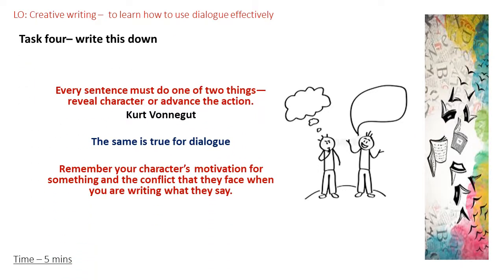Okay, could you also write this down? Every sentence must do one of 2 things: reveal character or advance action, and that's from Kurt Vonnegut. The same is true for dialogue. Remember your character's motivation for something and the conflict that they face when you are writing what they say. So please pause the video to write that down.